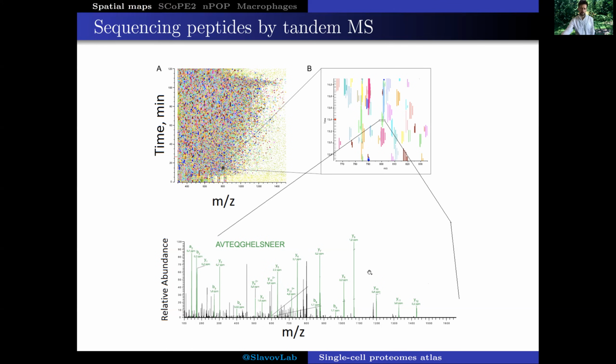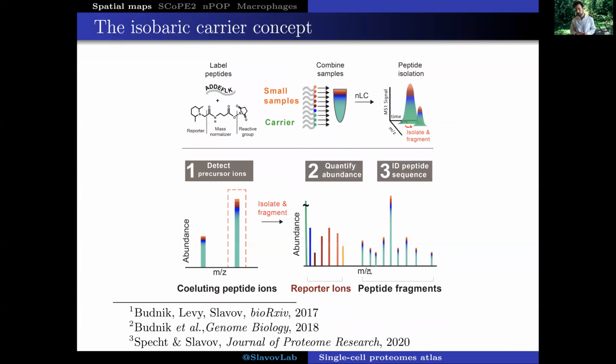So to mitigate this problem, my laboratory developed and introduced the concept of isobaric carrier, where we label the peptides of small samples, such as single cells, with isobaric mass tags. And we label also a small carrier sample, which can be the peptides from a small bulk sample of single cells, again with a different isobaric tag.